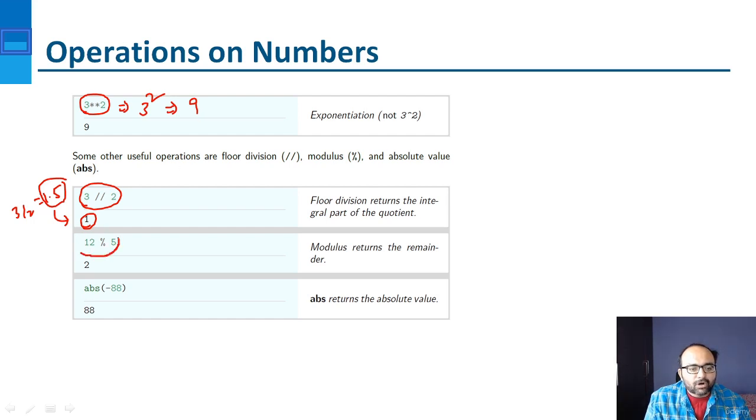Next, 12 mod 5. When you are dividing 12 with 5, the remainder will be how much? 2. And then absolute value of minus 88. So that will give you result as 88.